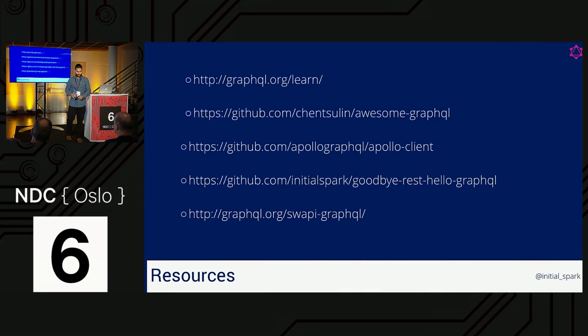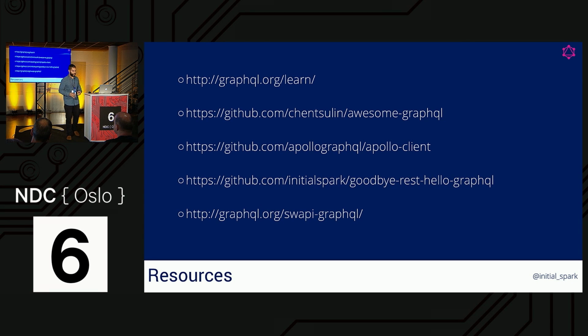So now some resources. The GraphQL website is really useful in terms of its marketing spiel, but the documentation behind it and the spec are really cool. Awesome GraphQL is just a set of links. Apollo Client is what we implement the client with, and then I've got my application if anyone wants to look at it.